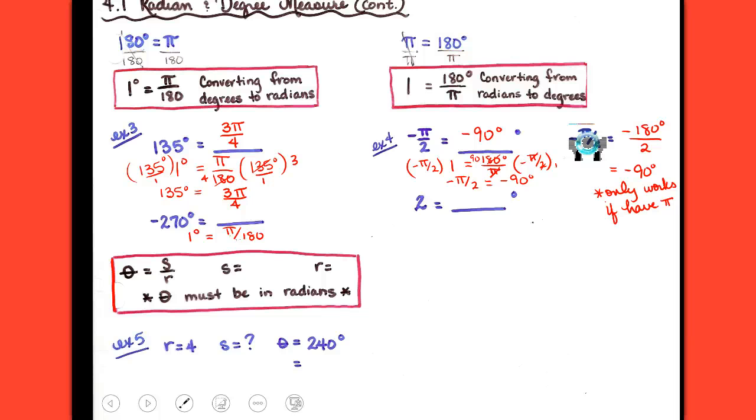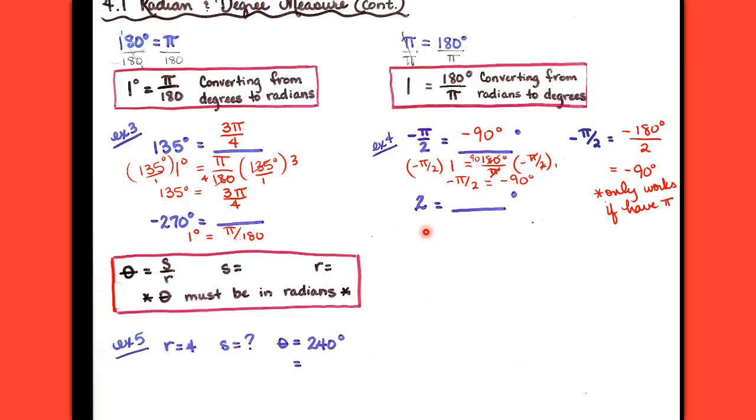Okay, well then why do I need the conversion formula? That's so much faster and easier. Because that only works if I have a pi. If I get down here in just a second and it says convert 2 radians to degrees, I don't have a pi to put 180 degrees in for. So I have to have the conversion formula for that.